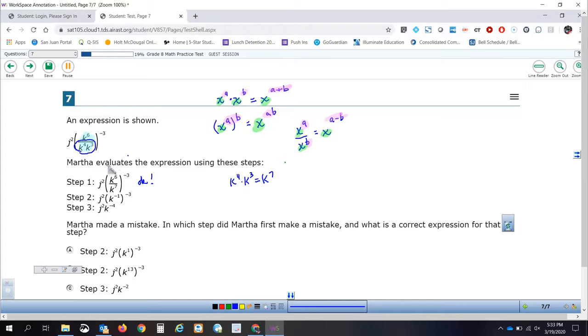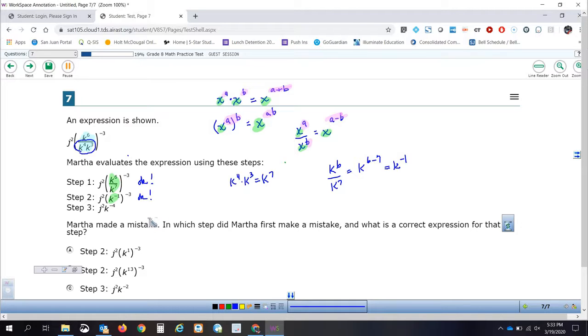All right, now let's take a look at what is next. Now we have k to the 6th over k to the 7th, and when she was done, she had k to the negative 1. Well, what did we say that we do in a quotient problem? We subtract. So k to the 6th over k to the 7th should be k to the 6 minus 7. And what is 6 minus 7? It is negative 1. So guess what, ladies and gentlemen? That step is also okay.